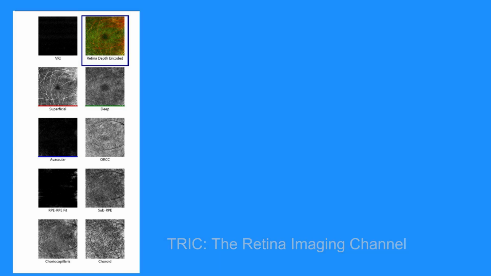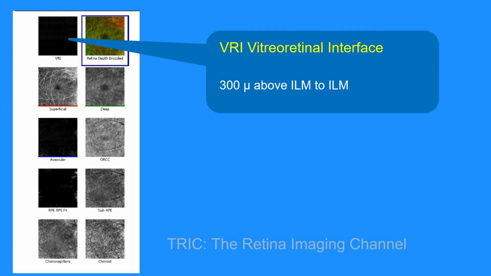So the first image is VRI. What does VRI mean? VRI means vitreoretinal interface, and it is the image or scan of the area 300 micron above ILM up to the ILM.